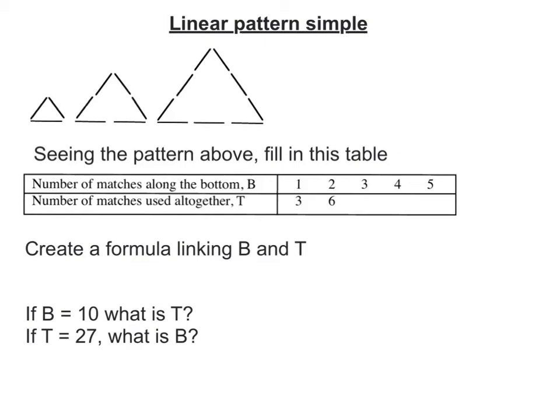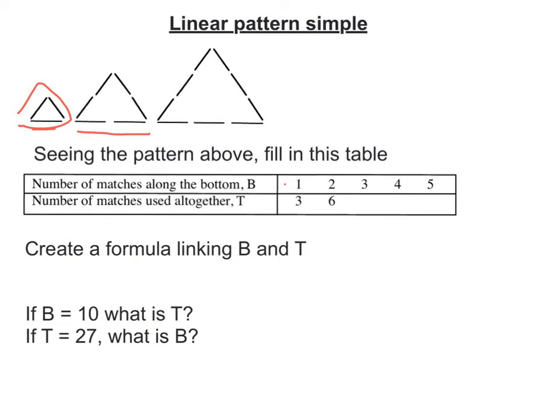In this video, we're going to look at simple linear patterns, and in this particular question, the link between the number of matches in the base and the number of matches in the whole triangle. The first triangle, which I've just circled in red, has 1 match on the base and 3 in total. The second one has 2 matches on the base and 6 in total.